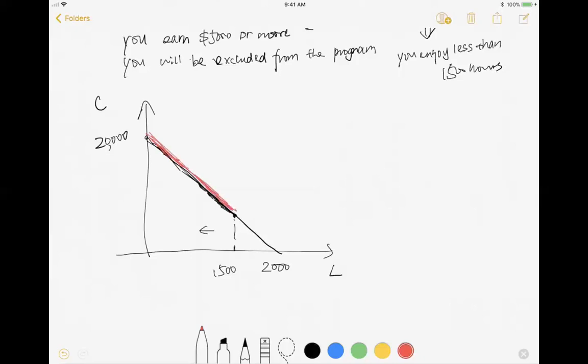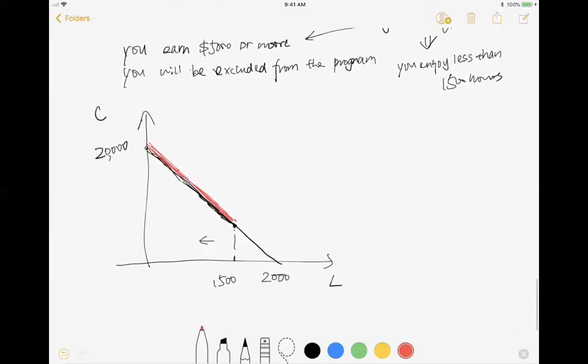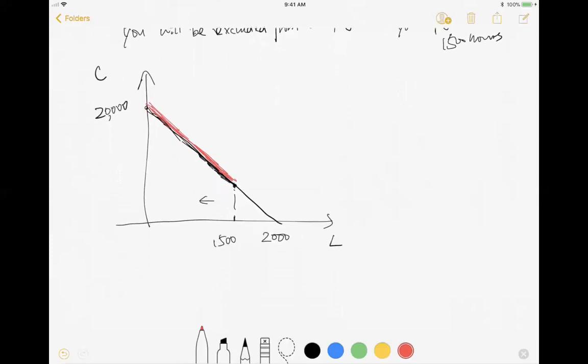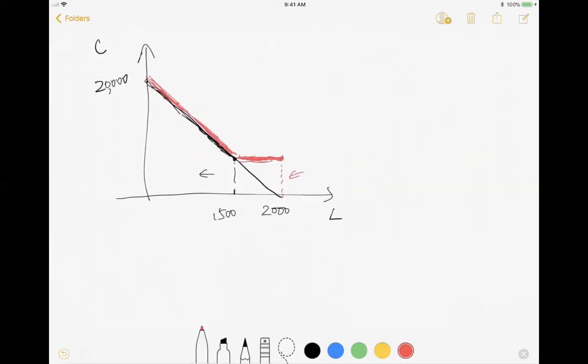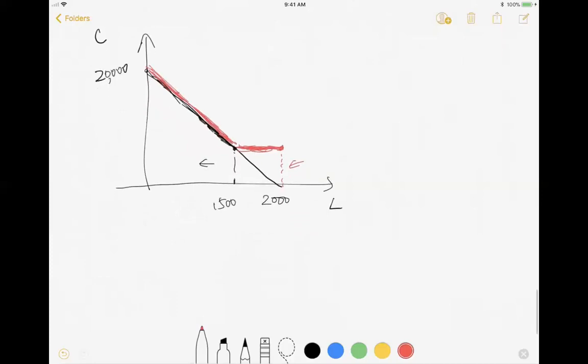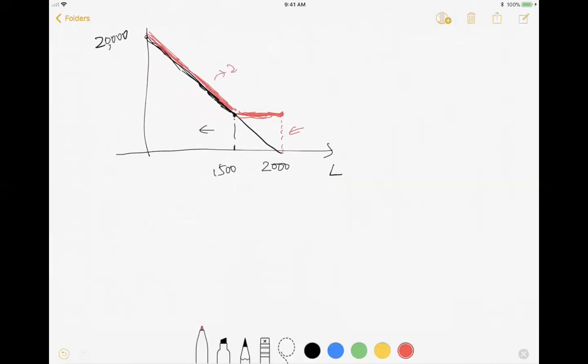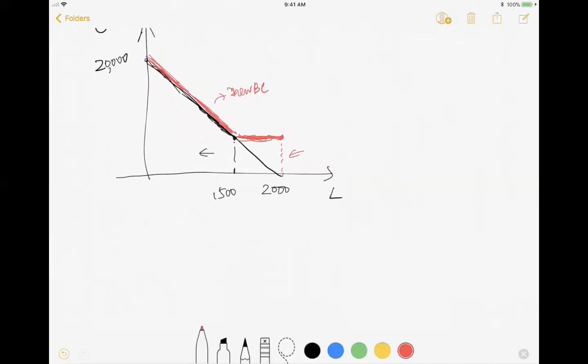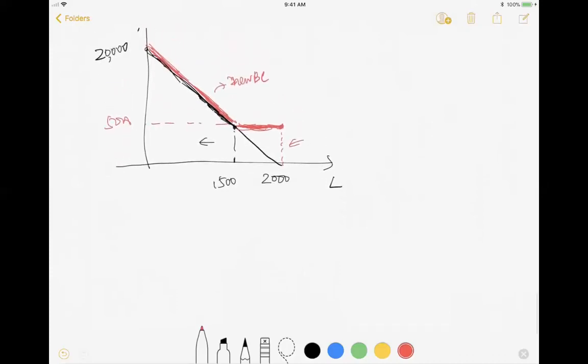And now let's think about the people who earn less than $5,000. If you earn less than $5,000, the government will always make your consumption $5,000. So this will be a horizontal line until the end. And this part may be not real, since the person who chooses not to work at all and enjoy 2,000 hours of leisure will still get a $5,000 transfer from the government, and his consumption level is still $5,000. So that's the new budget constraint, the red line. You can label this $5,000. So actually this policy will only focus on the poor people.